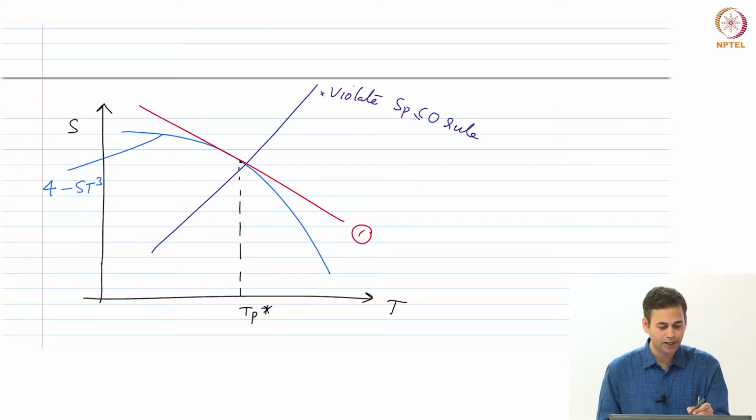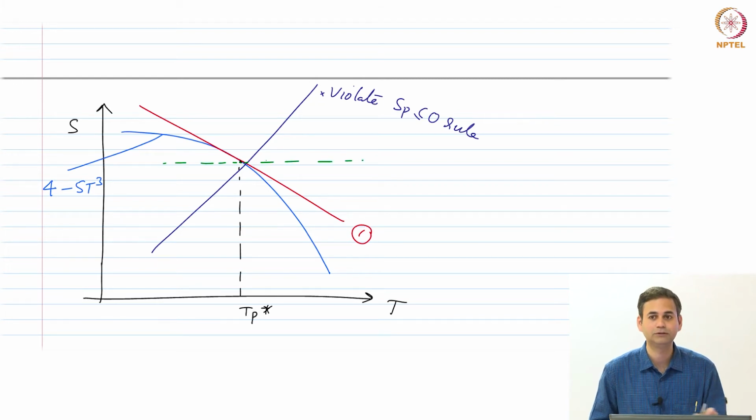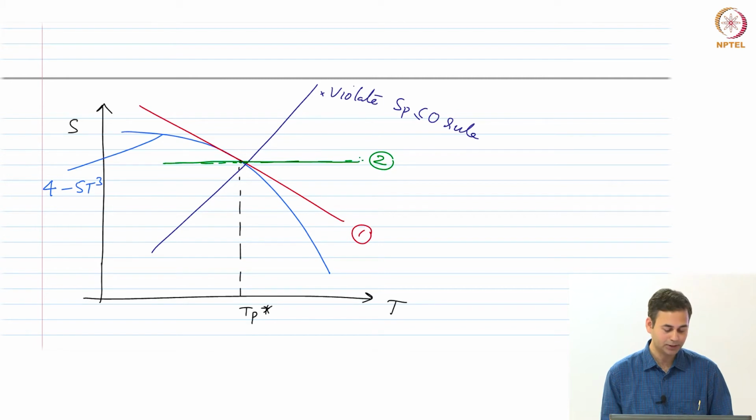Now, what is the other one we had? The other one we had was the lazy person's approach, which is S_C is just 4 minus 5 T_P star cube. So, that is essentially constant, right, the slope is 0. So, this is your second model, right, where it is just a constant value.